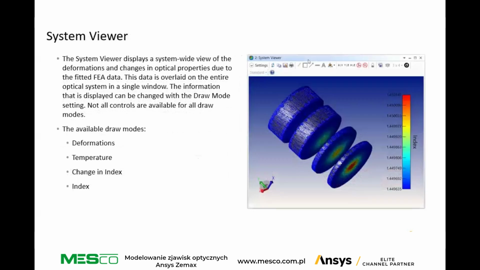And the system viewer displays a system-wide view of the deformation and also of the change in the optical properties. So in this case, we can see a change in the index. In the settings, you can control the information that is displayed. So you can display the deformation, temperature, change in index, or directly the raw value of index.